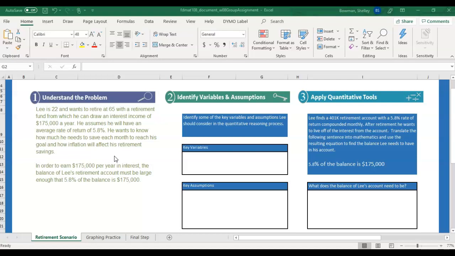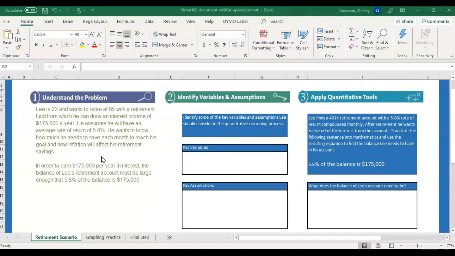with a retirement fund from which he can draw an interest income of $175,000 a year. He assumes he will have an average rate of return of 5.8%, and he wants to know how much he needs to save each month to reach his goal and how inflation will affect his retirement savings. In order to earn $175,000 per year in interest, the balance of Lee's retirement account must be large enough that 5.8% of the balance is $175,000. And that is a key phrase right there as we move into our calculations.